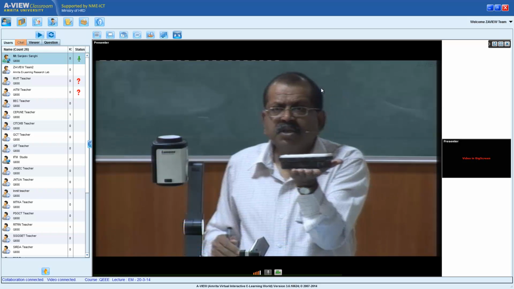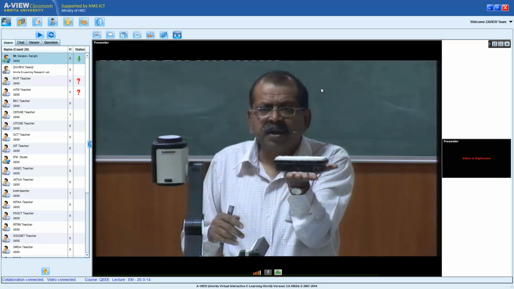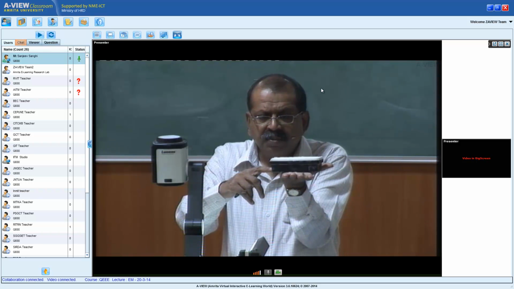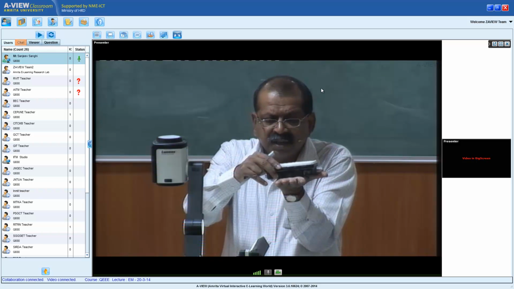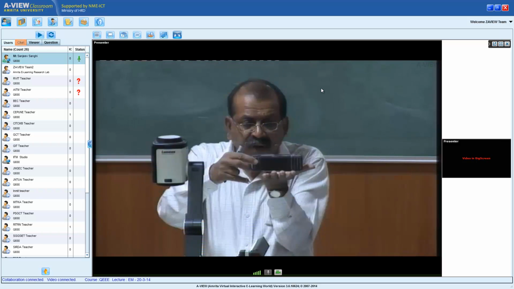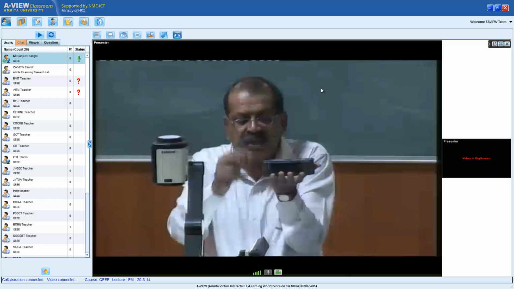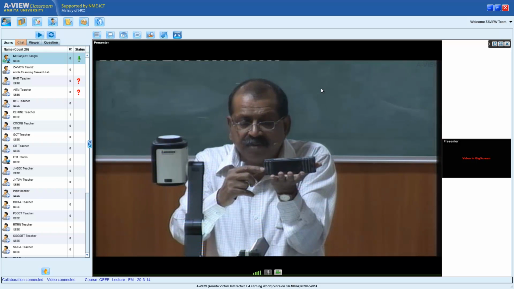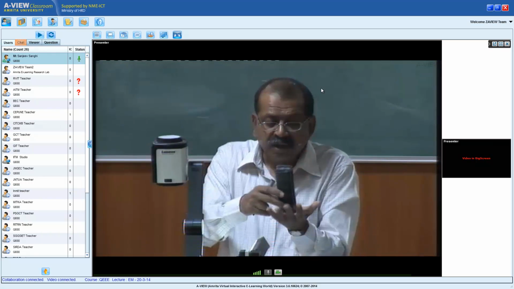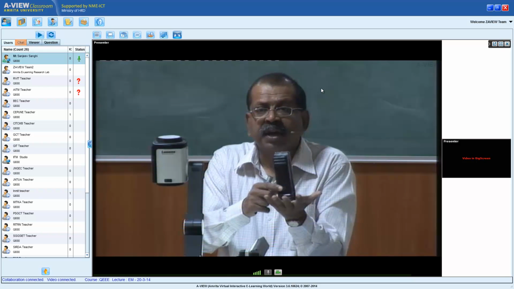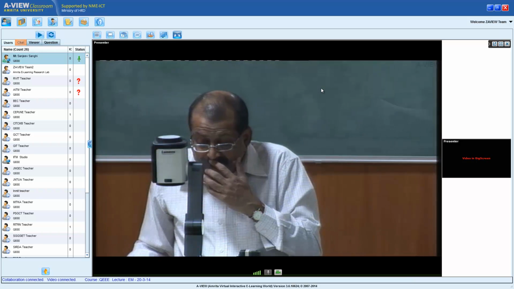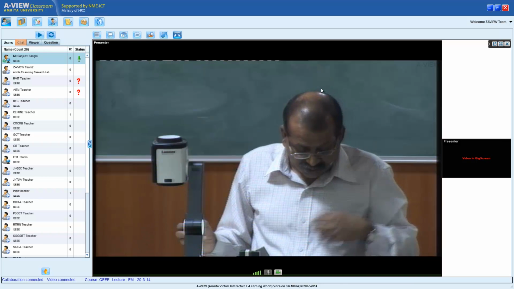If this duster is kept here like this, and if a small force is being applied, there will be a force of friction, and there will be force like this. Now if I turn the duster like this, and if the same force is applied, the friction force will stay the same irrespective of the area of contact. I keep it like this and apply the same force, friction will be the same and it does not depend on the area of contact.